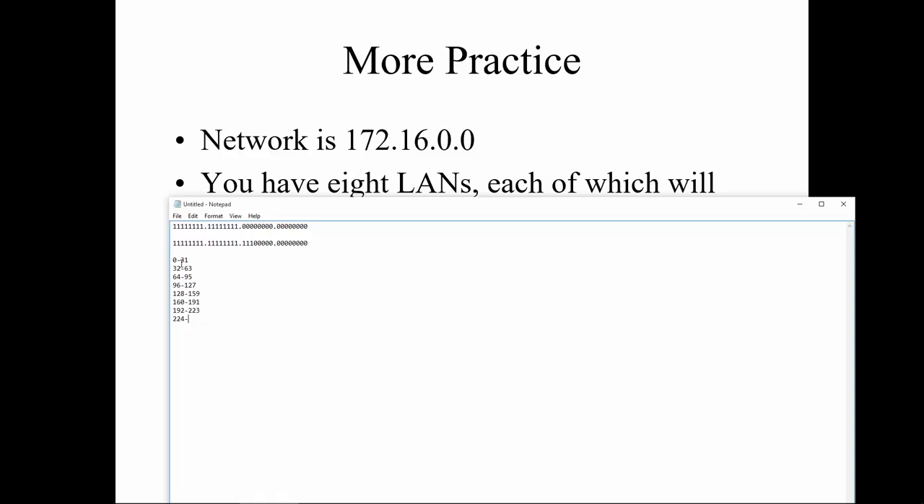So if we broke them up in this octet right here, this third group, the addresses would be 172.16.0.0 through 172.16.31.255 and so forth. Then 172.16.32.0 through 172.16.63.255 and so forth.